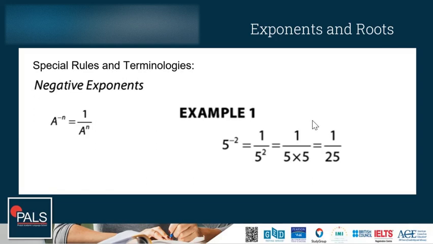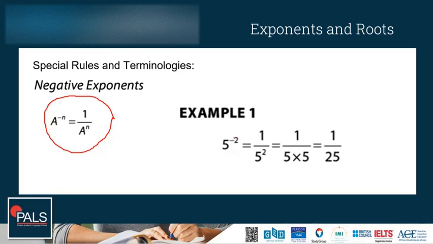Another special rule is negative exponents. Here is the definition of the rule. What will you do if the base has a negative exponent? If the term or the number has a negative exponent, you should make the exponent positive by looking for the reciprocal. So a with an exponent of negative n is equal to 1 over a to the nth power. Let's look at the example.